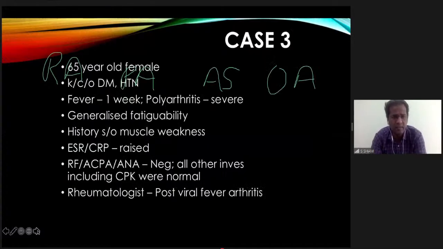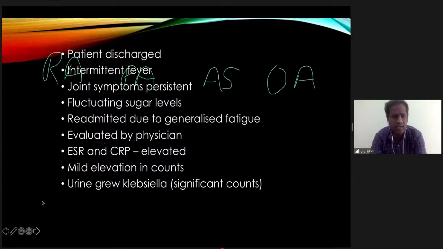So this was an elderly female with diabetes and other comorbidities, fever followed by polyarthritis. So inflammatory markers were elevated. Initially, the first rheumatologist made a diagnosis of post-viral fever arthritis. Patient was discharged, but she came back again with fever. Sugar levels are fluctuating. So she was almost bedbound, generalized fatigue, severe polyarthritis. Still, the inflammatory counts were elevated. She also grew some organism in the urine. So we thought it was most likely an infection, maybe the post-viral polyarthritis.